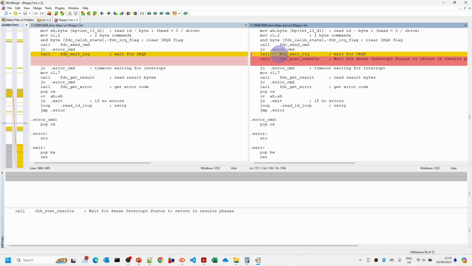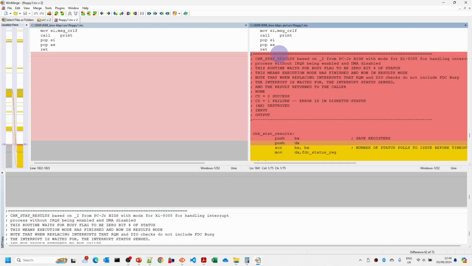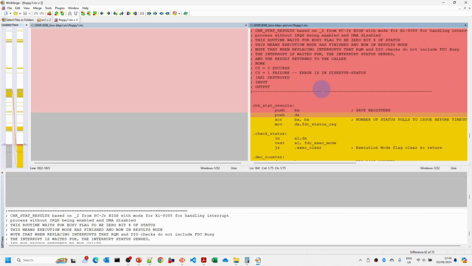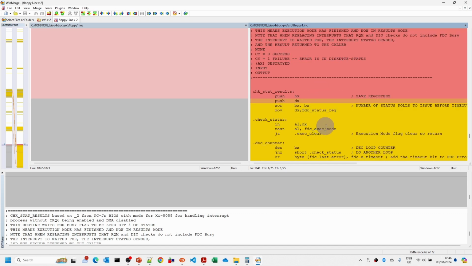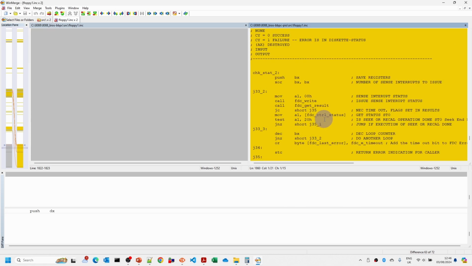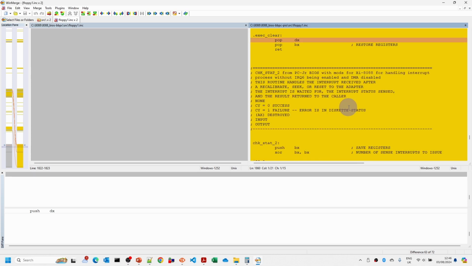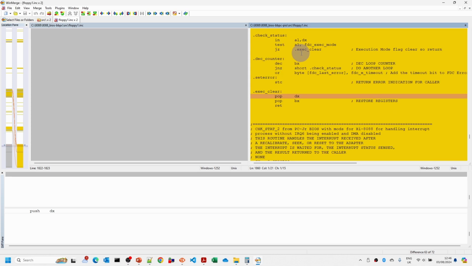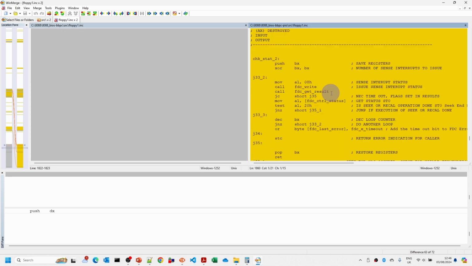The checkstat results is a slightly different version of the checkstat2 routine that I talked about in the previous video. The criteria in checkstat results was just the execution mode flag, whereas the other routine actually had slightly different conditions. So this is the checkstat results, which basically is looking at the execution mode in the status register, whereas checkstat2 was using the sense interrupt status command and finding the interrupt status. This procedure didn't exist previously, but I used the basis of the other for doing it.